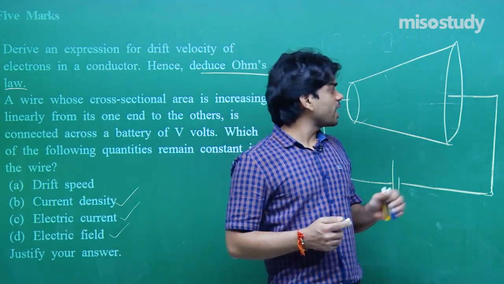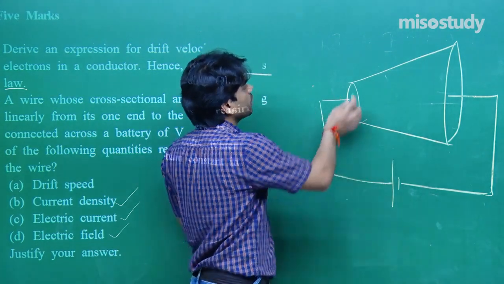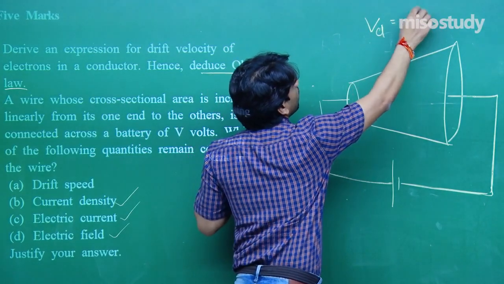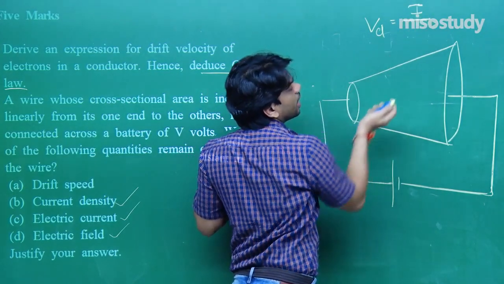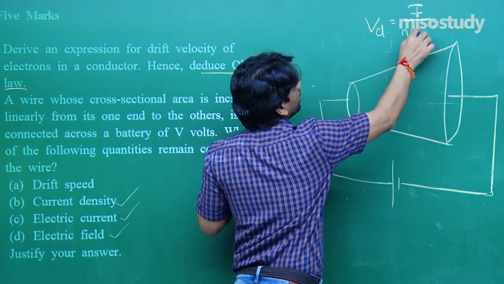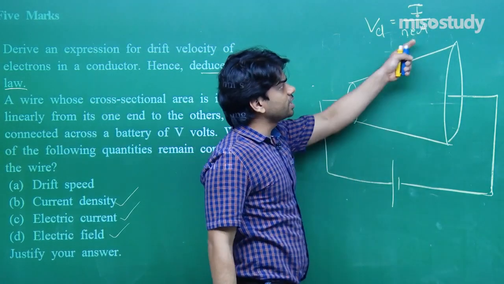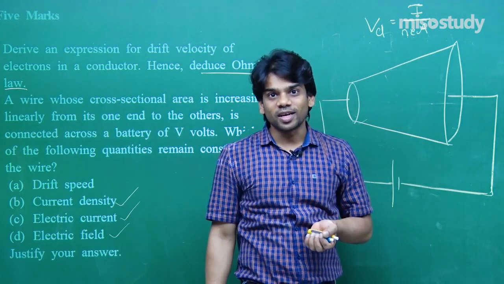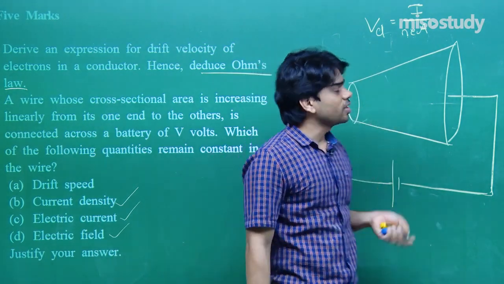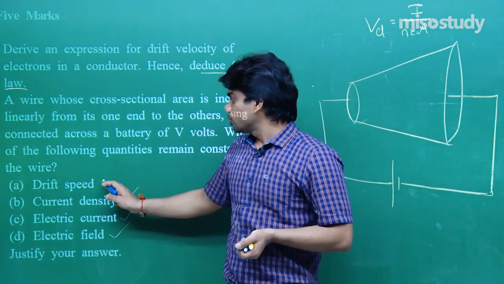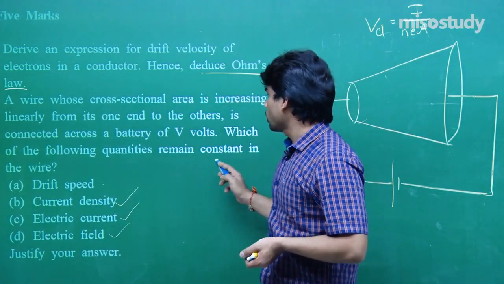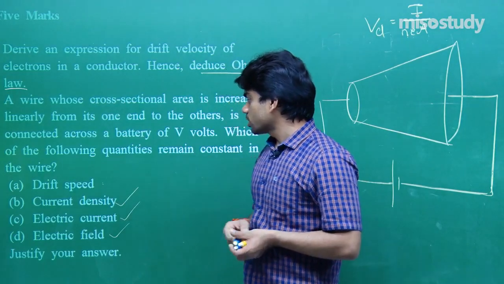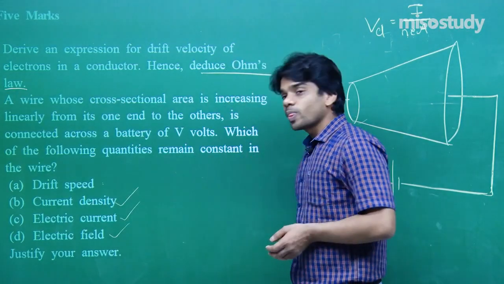Now see, there are various reasons. For drift speed, you see it changes. v_d is equal to I by n e A, and A will be changing at every part. So drift speed is going to change because current is going to remain the same. Current will not change, and that's why v_d actually changes. So which of the following quantities remain constant? Current density will remain constant, electric current will remain constant, and electric field will remain constant.